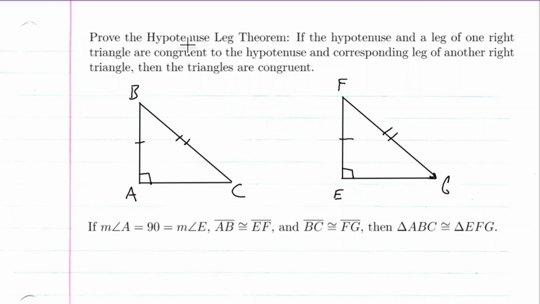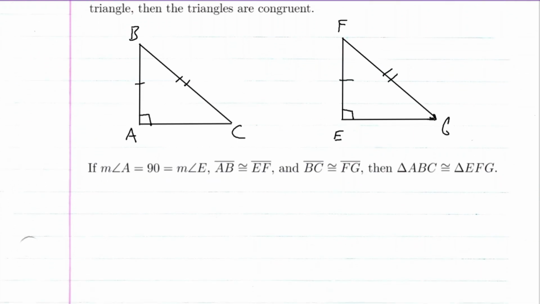Okay, so we're going to prove the hypotenuse leg theorem, which states that if the hypotenuse and a leg of one right triangle are congruent to the hypotenuse and leg of another right triangle, then the triangles are congruent. So in this diagram, we have if the measure of angle A is equal to 90, which is equal to the measure of angle E, indicating that these two are both right triangles, AB is congruent to EF, and BC is congruent to FG, then we know triangle ABC is congruent to triangle EFG. So let's go ahead and start the proof.